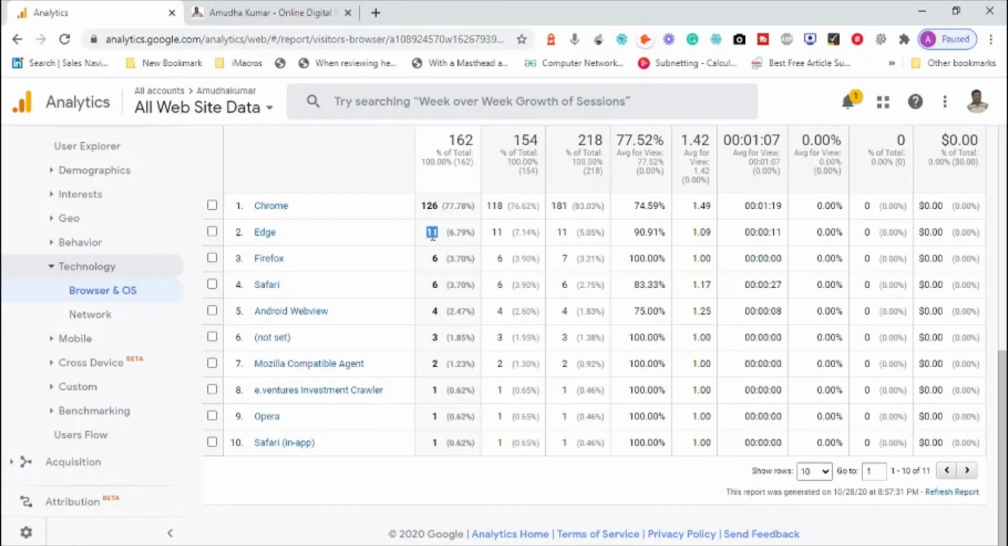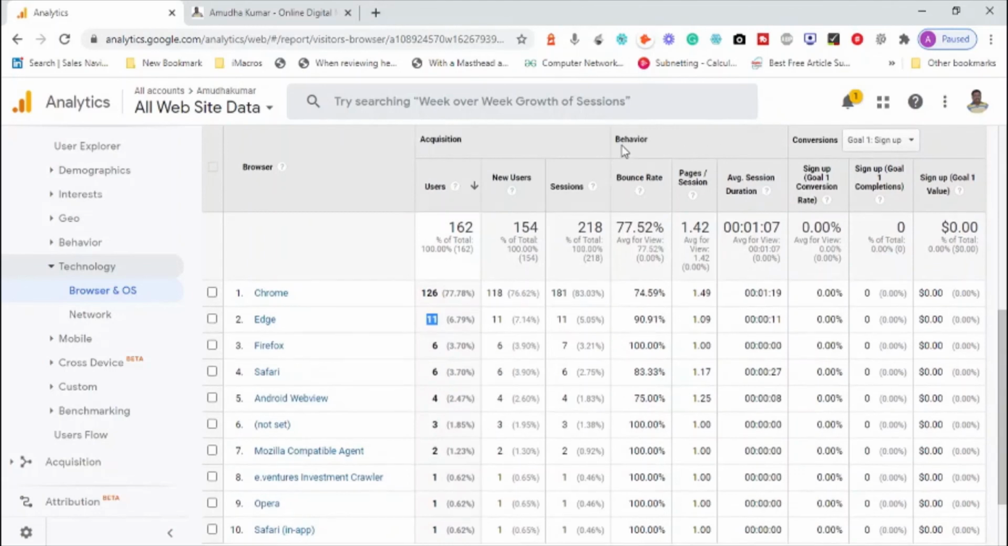It's very important. You can also get a hint from the metrics given here. Look at the behavior and the bounce rate. Chrome has a 74% bounce rate. Edge has a 90% bounce rate. And Firefox has a 100% bounce rate. Now, when people come to my website from Firefox, everybody is leaving my website. Why? There is potentially an issue.